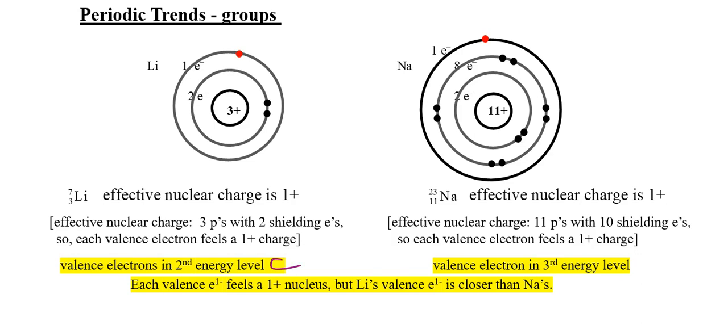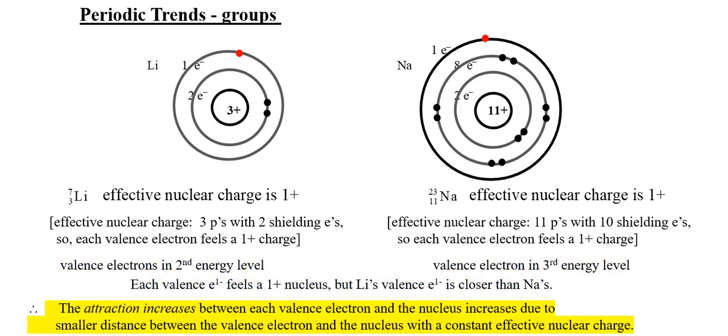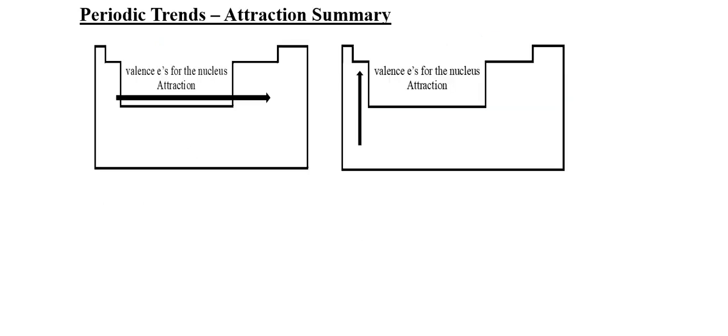The attraction is going to increase between each valence electron as you go up the group. It's going to decrease as you go down. Does that make sense? Lithium's going to have a greater attraction. Sodium's going to have a lower attraction. And that's summarized in the next table.